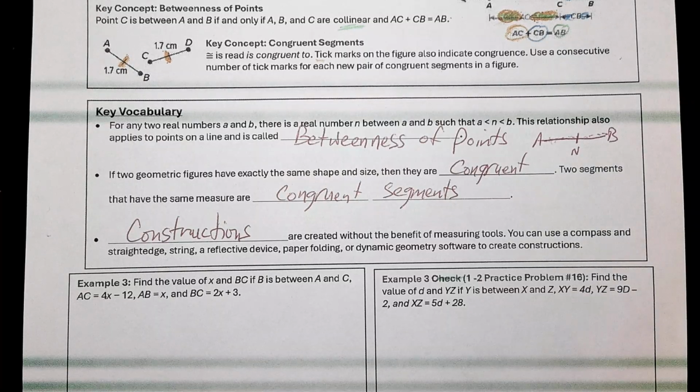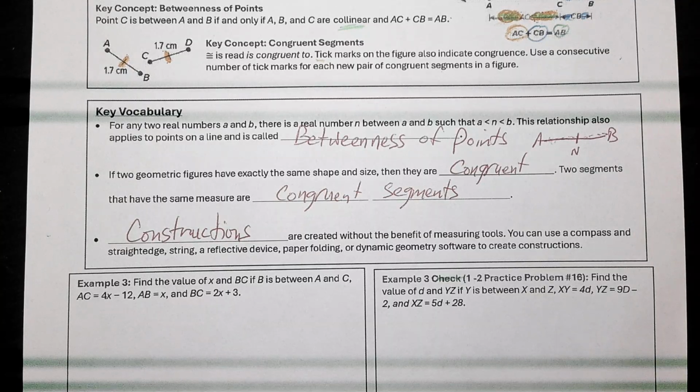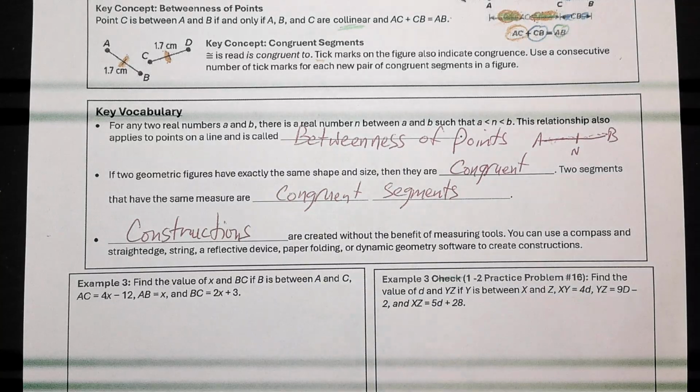Constructions, now, again, that's on the back page. These are created without the benefit of measuring tools. You can use a compass, straight edge, string, reflective device, paper folding, or dynamic geometry software to create constructions. If you were in class today, we used the compass. We didn't have a straight edge, but we had the protractor. I don't believe we have a reflective device. We may get a string later or do some paper folding, and there's also the software in McGraw-Hill.